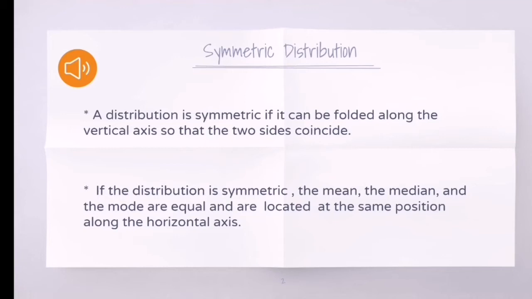A symmetric distribution is one in which the mean, median, and mode coincide with each other, and the two halves of the distribution are mirror images of each other. Practically, it is difficult to encounter a symmetric distribution. The distributions most commonly observed are symmetric or skewed distributions.